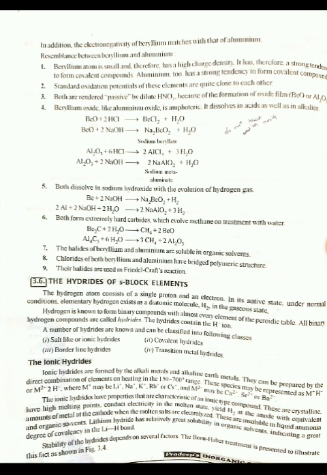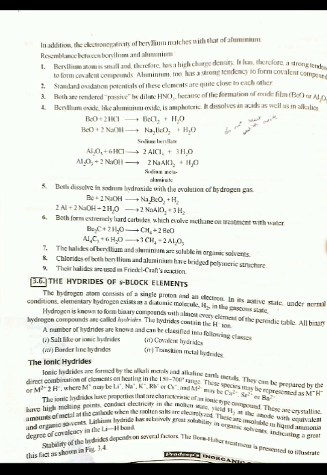Fifth, both dissolve in sodium hydroxide with the evolution of hydrogen gas. Sixth, both form extremely hard carbides which evolve methane on treatment with water. Seventh, the halides of beryllium and aluminium are soluble in organic solvents. Eighth, chlorides of both beryllium and aluminium have bridged polymeric structure. Ninth, their halides are used in Friedel-Crafts reaction.